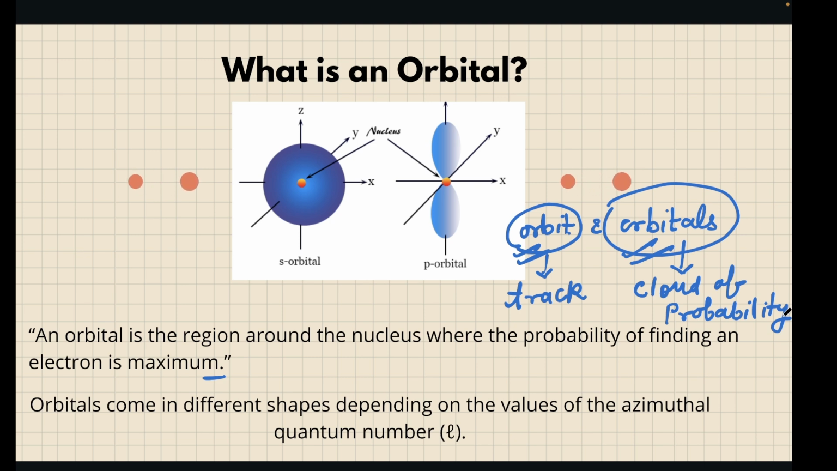So orbitals are described by quantum numbers, which you have studied before, like the principal quantum number n, which explains the size of the orbital, the azimuthal quantum number l, which describes the shape of the orbital, the magnetic quantum number m, which describes the orientation of the orbital, and lastly, the spin quantum number s, which defines the spin of the electron. Now, let's explore the actual shape of orbitals.